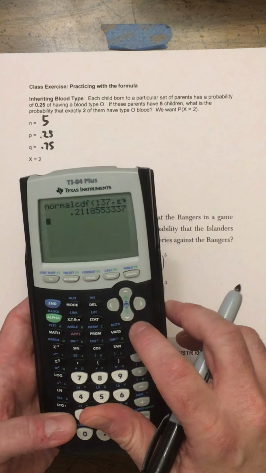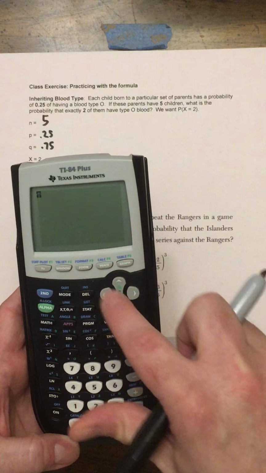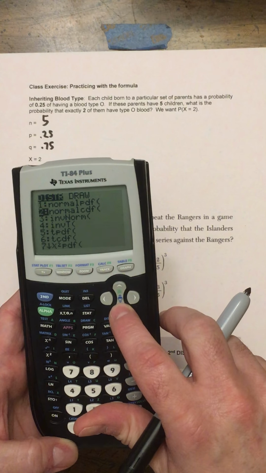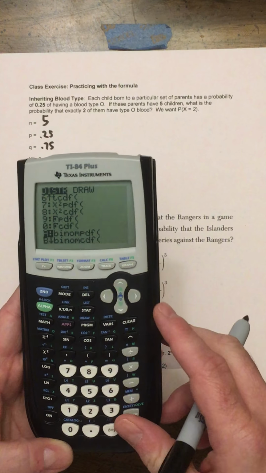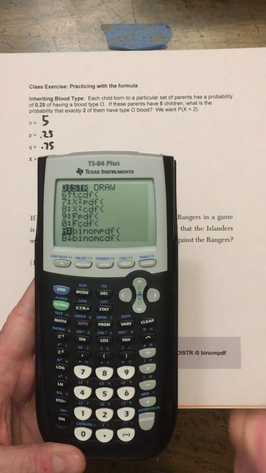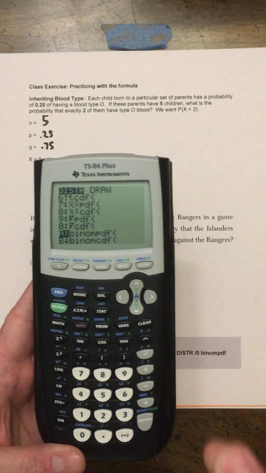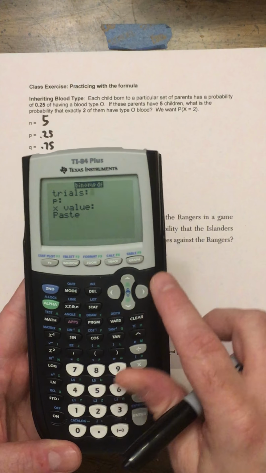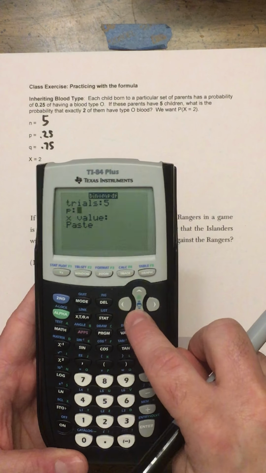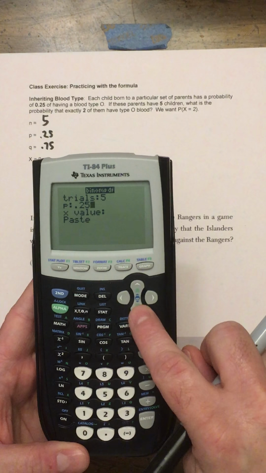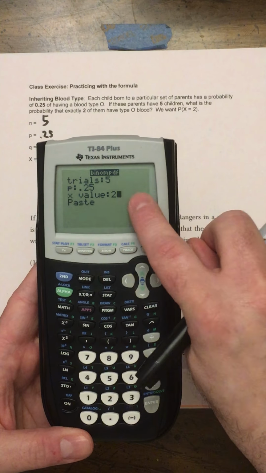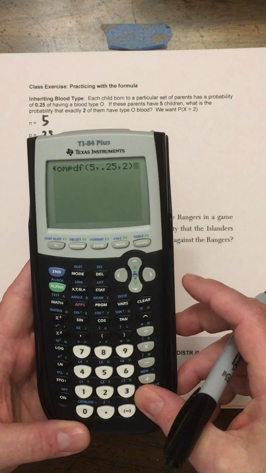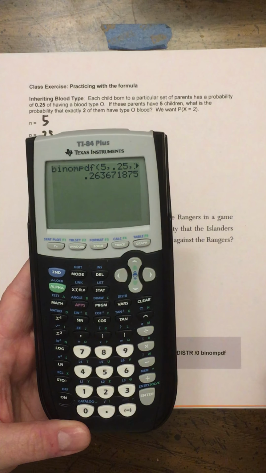If you go to your calculator, go to 2nd VARS distributions and go to binomial. You don't want to go to CDF, you want to go to PDF because this is a fixed number. We have 5 trials, the probability of success is 0.25, and we want 2 children with type O blood, so that's 2 successes. And we're going to get 0.2637.